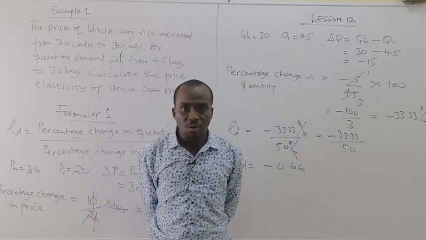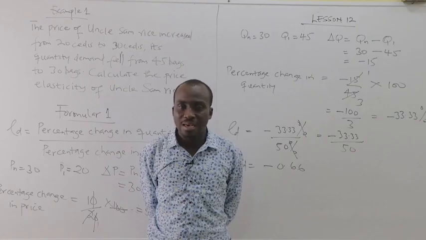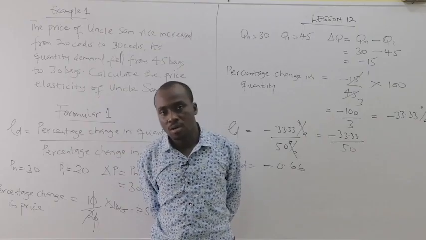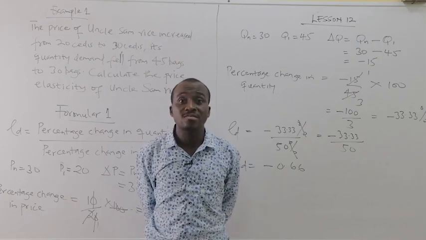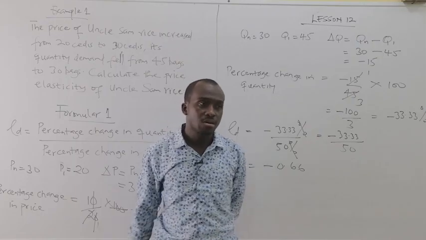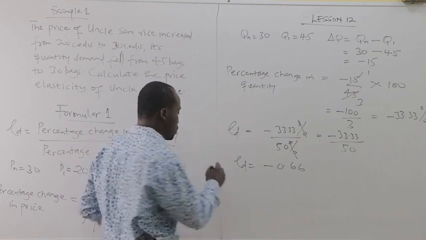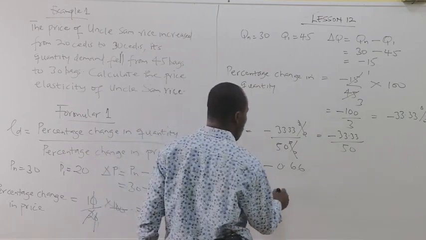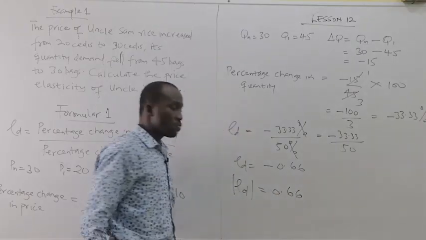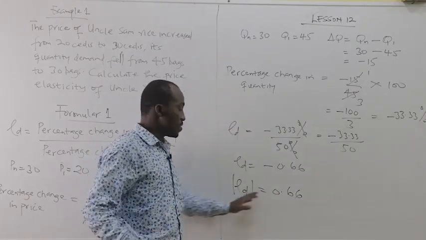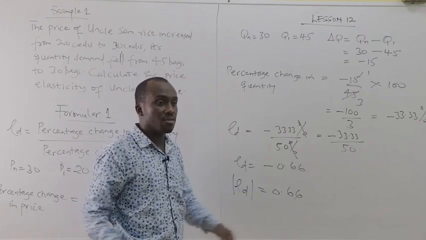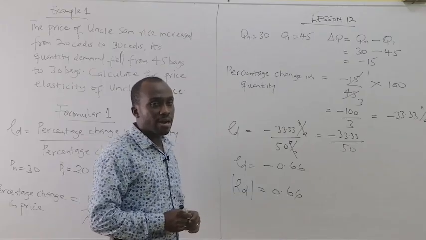So for you to interpret, what you do is take the absolute. You take the positive figure and interpret whether it is greater than 1 or less than 1. If you don't do that, all your answers will be less than 1 because of the negative sign. So let's take away the negative. Let's take the absolute. This symbol gives you 0.66. Make it positive.